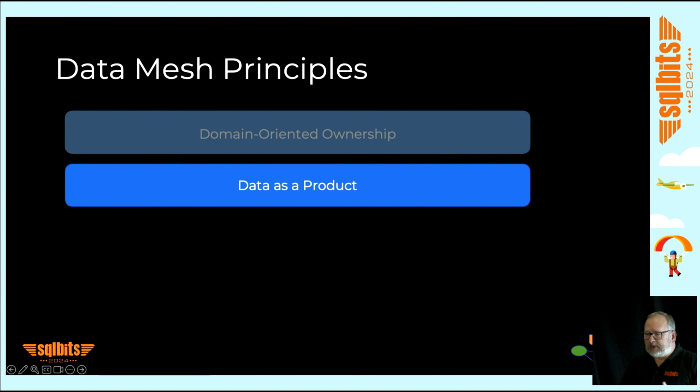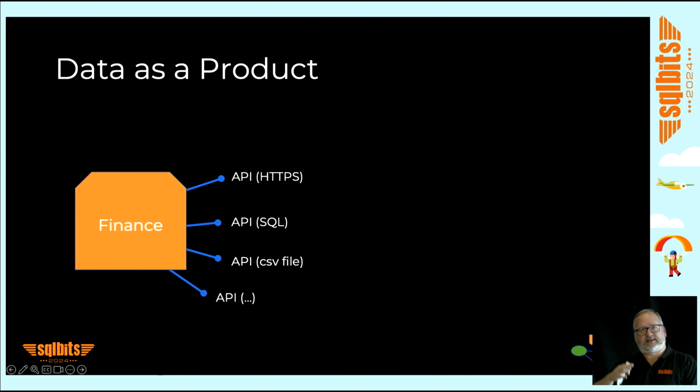The second principle is data as a product. So what is data as a product? Let's say we have this business domain which has several data products created, and each and every data product has a set of APIs.